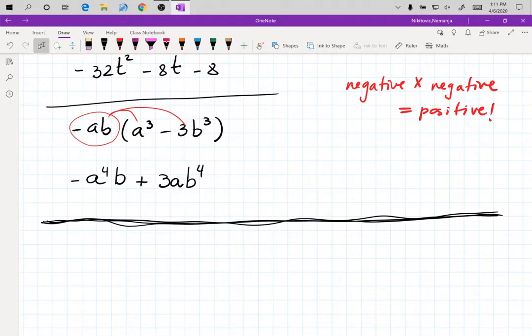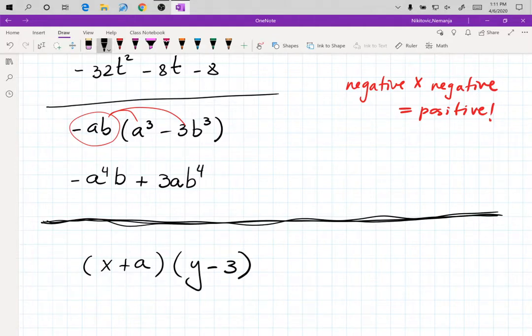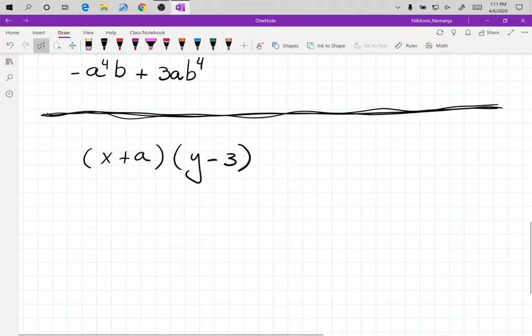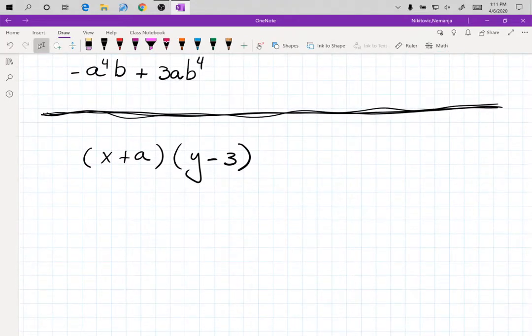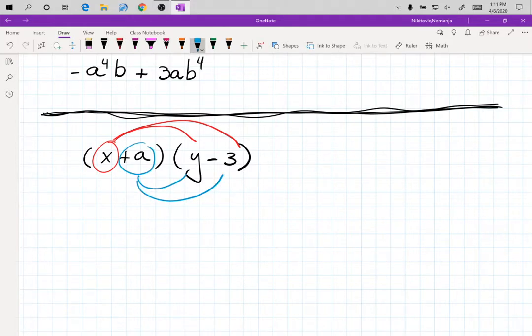Now that is when you have, let's go with, x plus a times y minus 3. So now this x gets distributed to both, and then later plus a gets distributed to both. That method is known as FOIL, which stands for first, outer, inner, last.